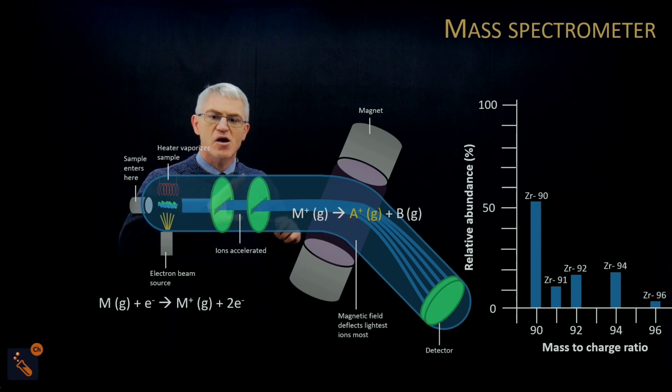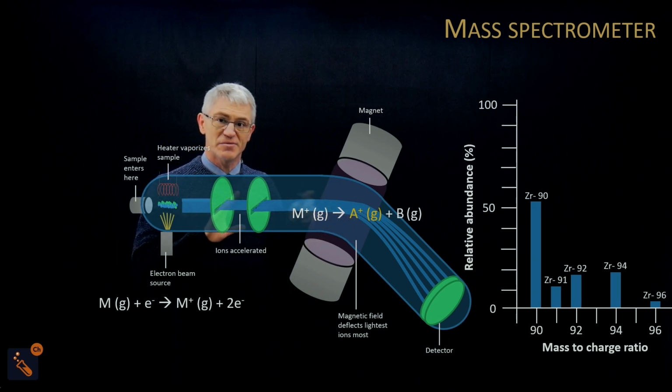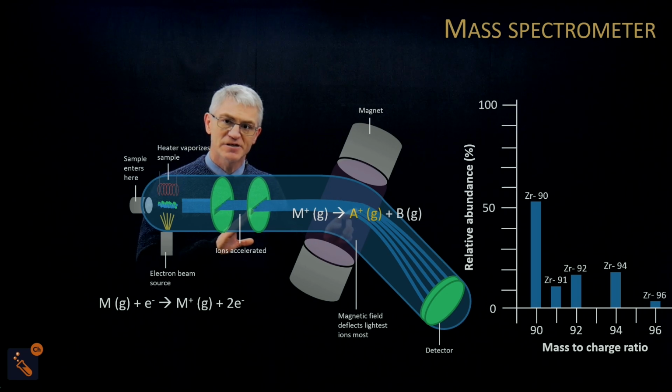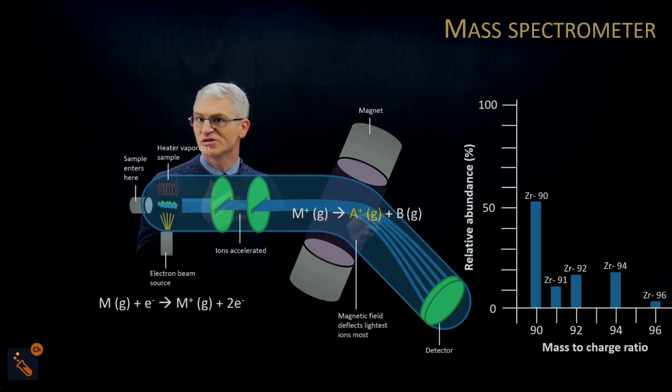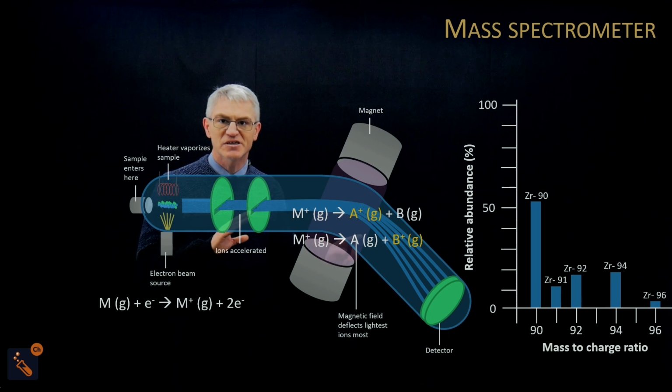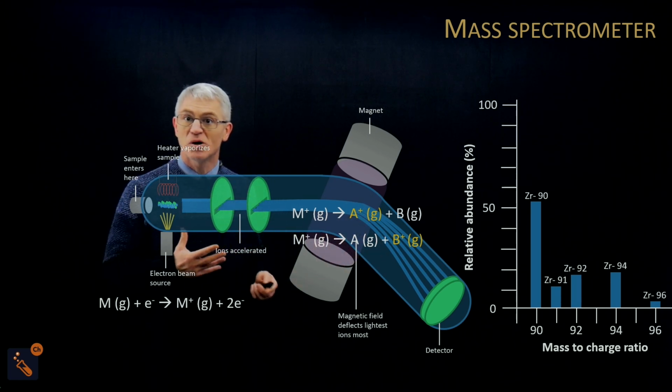And things can break in different ways. So for example, this molecular ion can break up. And that breaking up we call fragmentation. And the A plus here can have a B fragment, which is neutral. Or we can do it the other way around. We can say the A is going to be neutral and the B plus is going to be positive.